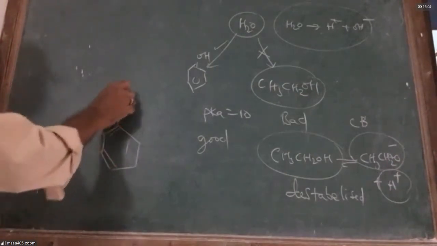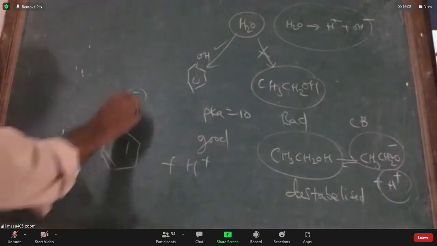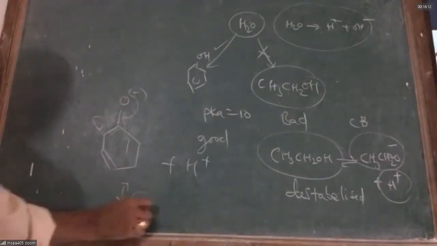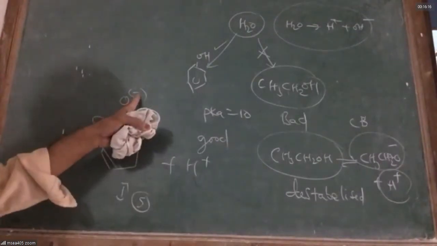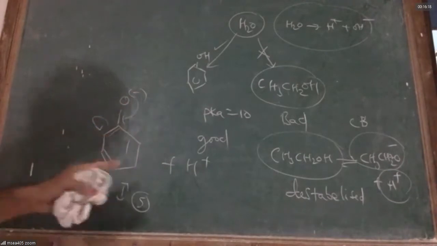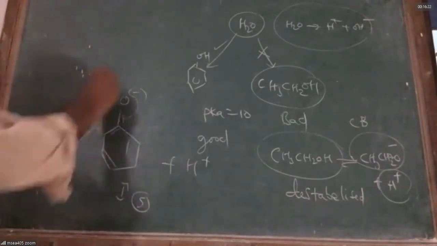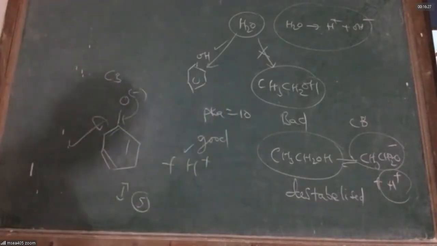When phenol gives an H plus, the phenoxide ion is stabilized by resonance. There are 5 resonance forms that stabilize the negative charge on oxygen by the resonance effect. Therefore, the phenoxide ion is stable. The conjugate base readily forms. Hence, phenol is an acid.